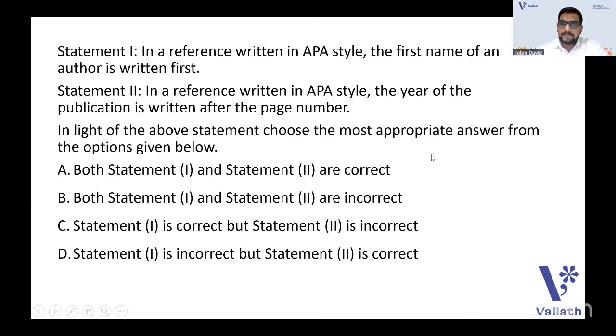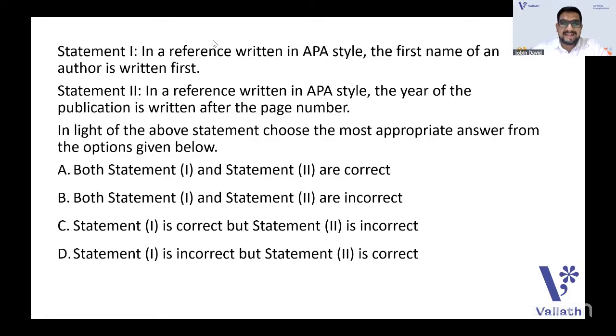Question from research aptitude with reference styling. Statement 1: In a reference written in APA style, the first name of an author is written first. Statement 2: In a reference written in APA style, the year of the publication is written after the page number. In light of the above statements, choose the most appropriate answer from the options given below. 1 and 2 are correct, 1 and 2 are incorrect, 1 is correct and 2 is incorrect, 1 is incorrect and 2 is correct.